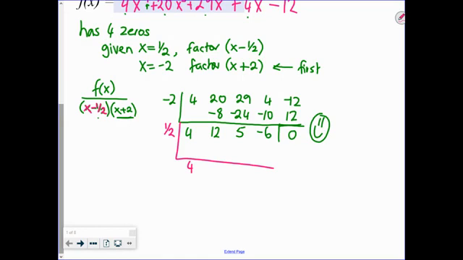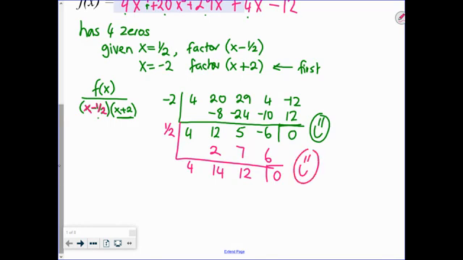4 times a half is 2. 12 plus 2 is 14. Multiply it back. 14 times a half is 7. Add them together. 5 plus 7 is 12. Half of 12 is 6. And I'm happy, because my remainder is 0 again. And it should have been, because I was told that x equals a half was a 0.